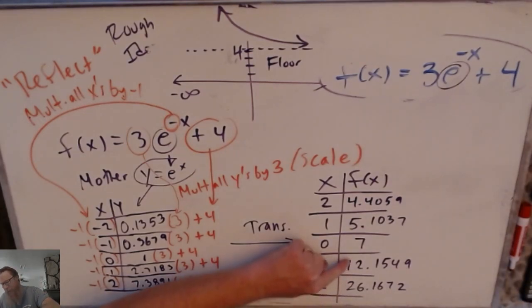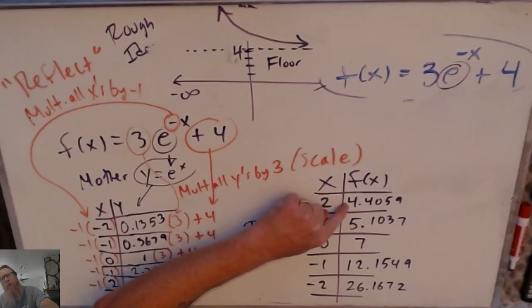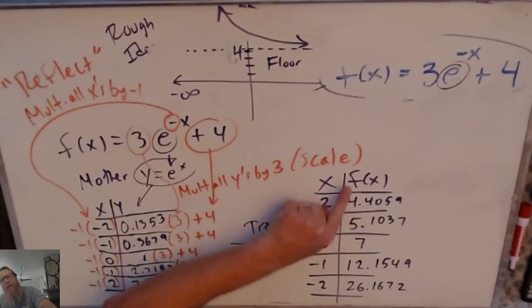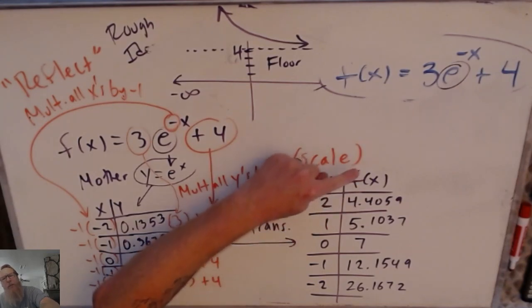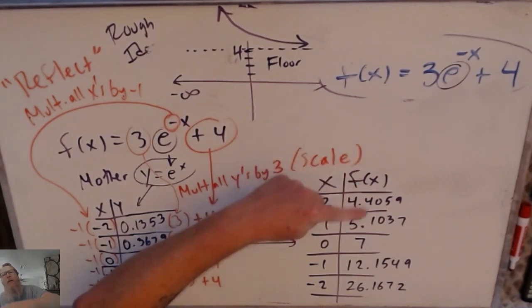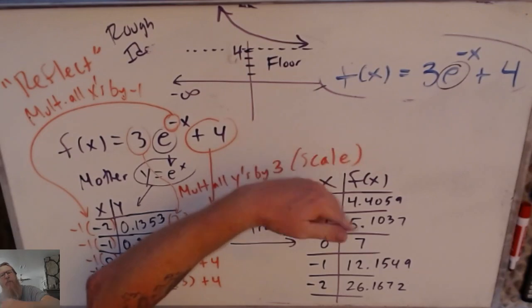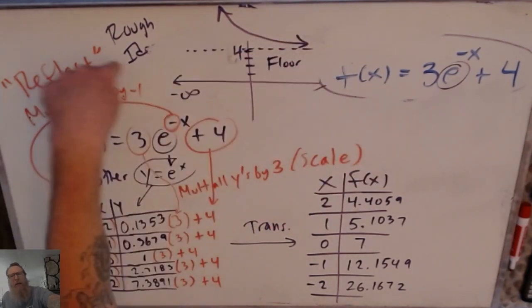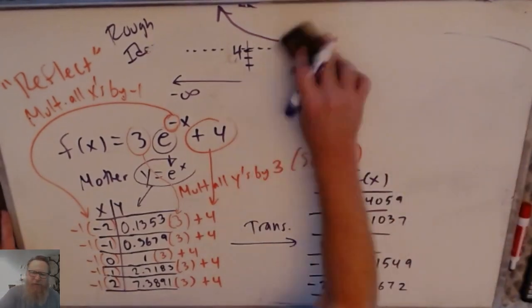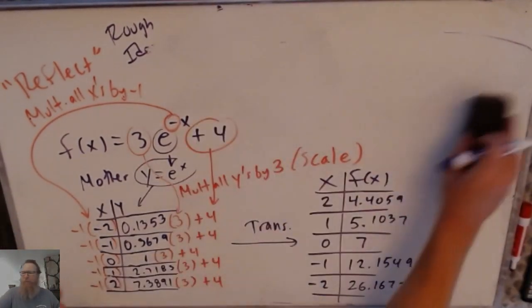You can kind of see a pattern. Look, 26, 12, 7, 5, 4.4. If I kept going, the next one would be 4.3, then 4.2, then 4.1, then 4.001, and 4.0000001. And that's how you get this floor here, where the graph is getting closer and closer and closer to 4.